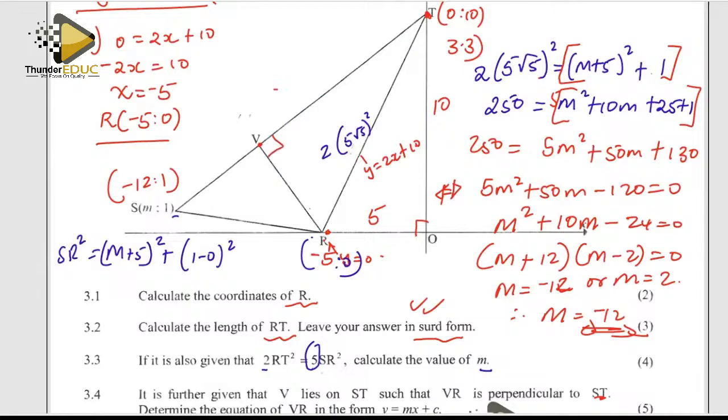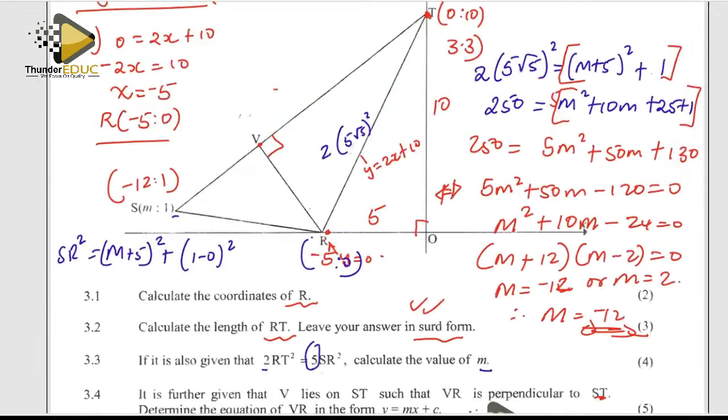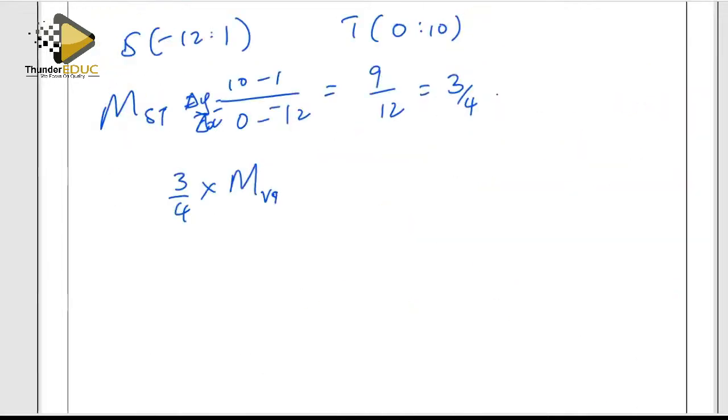Now, if they are perpendicular, meaning that the 3 over 4 multiplied by the gradient of VS, no, it's VR, must give us a negative 1. So the gradient of VR becomes negative 4 over 3. But VR is passing through negative 5 and 0.